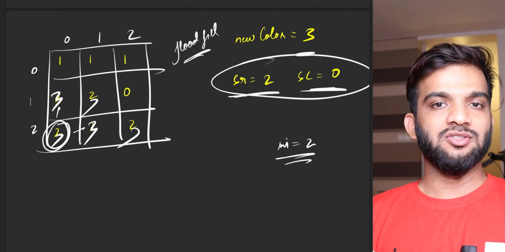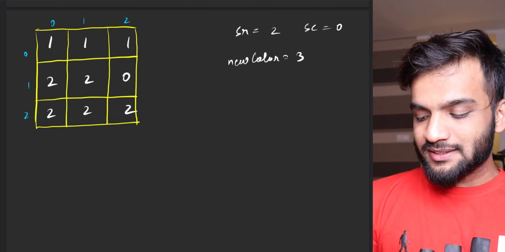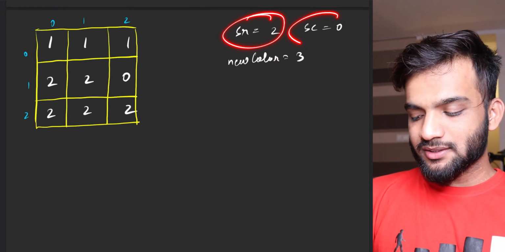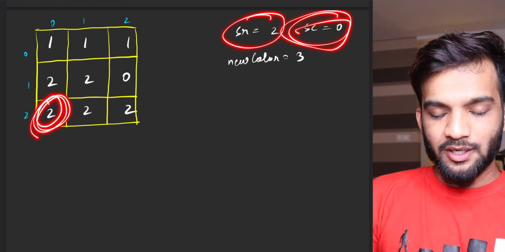So how do you solve this? So as of now, we can see that this is the starting row and this is the starting column, which is this particular guy.